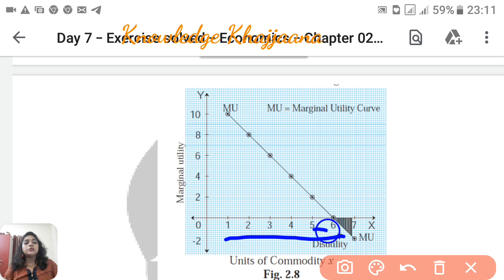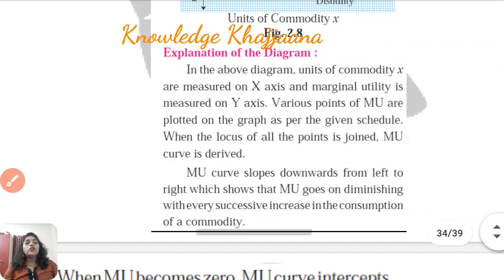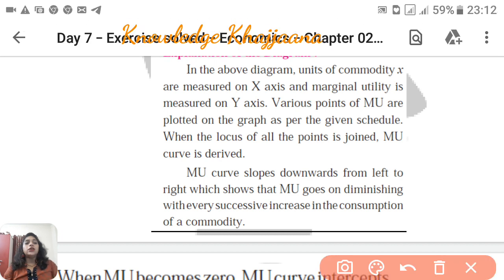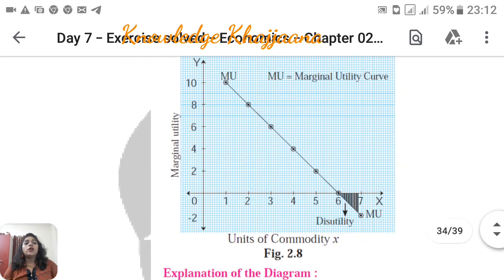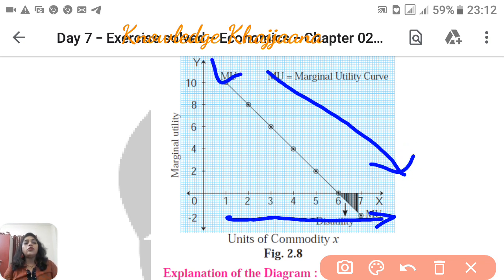See, with the increase in the consumption of the commodity, the marginal utility is declining. The marginal utility curve slopes downward from left to right, which shows that marginal utility goes on diminishing with every successive increase in the consumption of a commodity. See, with the consumption of every successive unit, 1, 2, 3, 4, 5, 6, 7, marginal utility is sloping downwards from left to right.